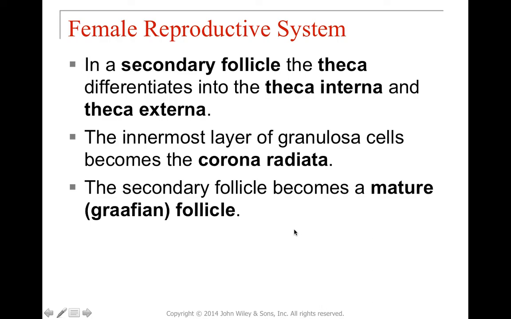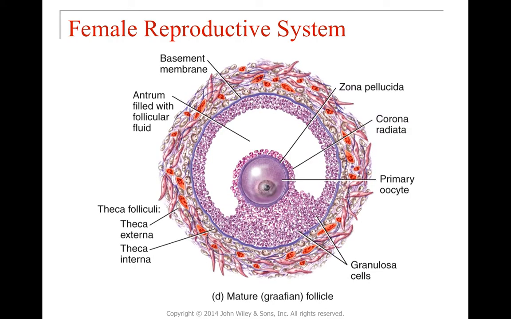So in the secondary follicle, the theca is going to differentiate again into two different sections, the theca interna and the theca externa. And that very innermost layer of granulosal cells that we saw surrounding the oocyte is going to become the corona radiata. And this is now called a mature follicle. This is a Graafian follicle.